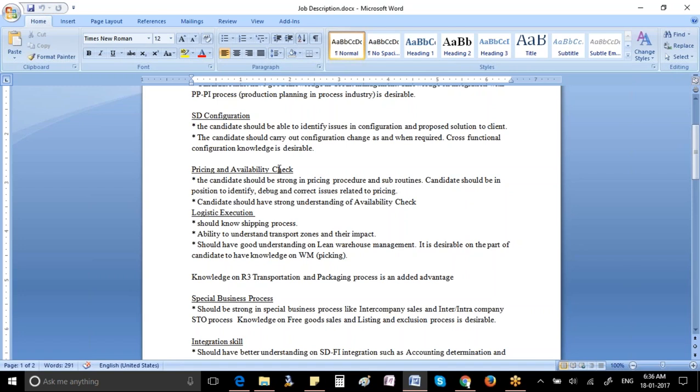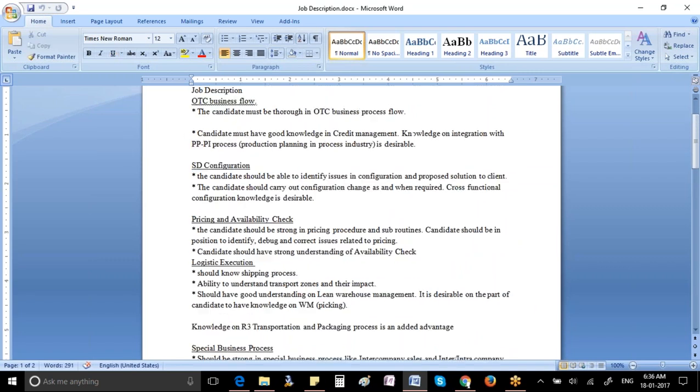And second thing, most of the time in your SD career, you will be working only in these 6 concepts. Why? Because I know people who have been working for the last 6 years only in pricing, or some people working only in availability check, and I know some people working only in credit management. They don't know any other concept. Okay, so that's how you will be put into it.